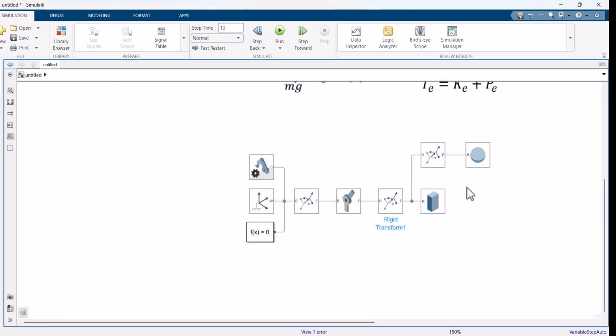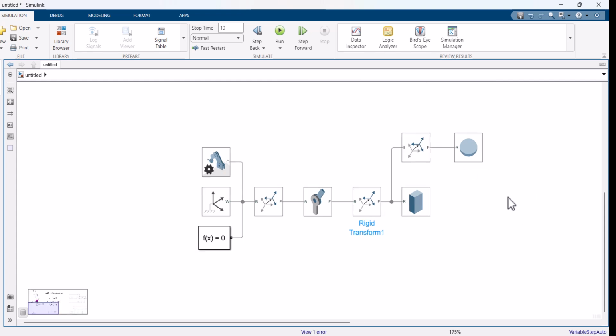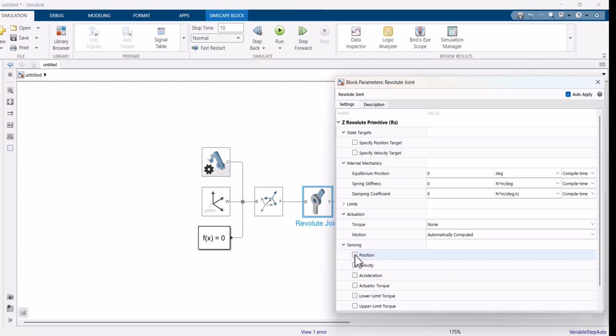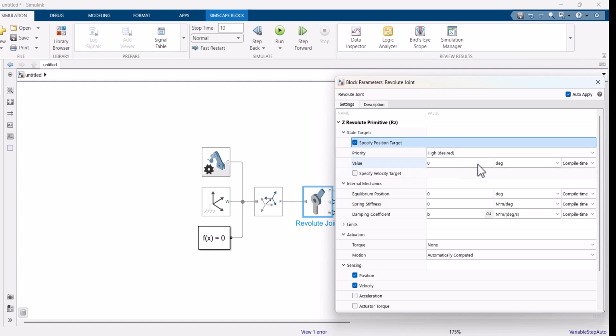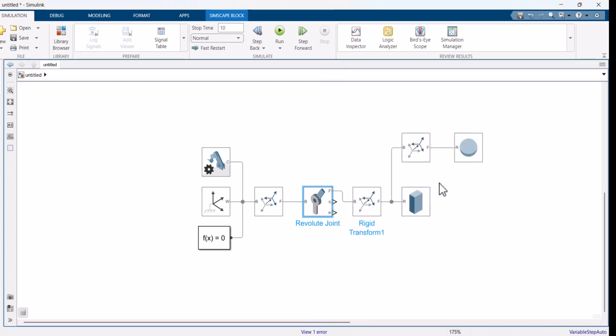So we have modeled the pendulum, and we don't have to do anything else. All we now need is to provide some initial angle and then measure some things to figure out the kinetic and potential energies. For that, I need to measure the position and velocity of this revolute joint. So I have turned on the sensing of position and velocity. Currently, the damping constant is 0. I can set it to be B. And for the initial angle, I can go to this state targets, specify position target, and for radians, we can set 0.5. That's it. We have set all the parameters over here.